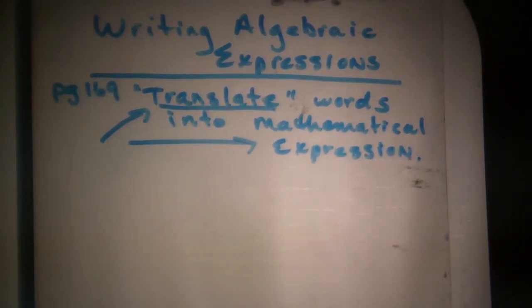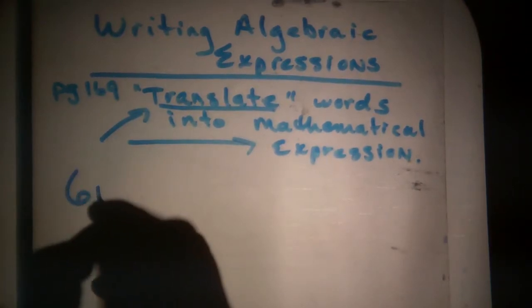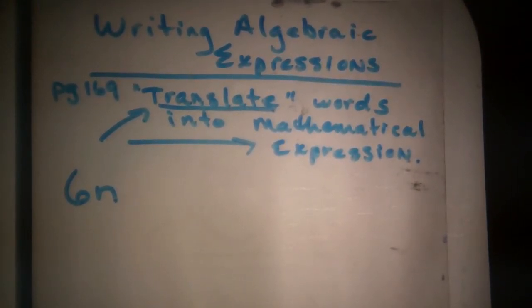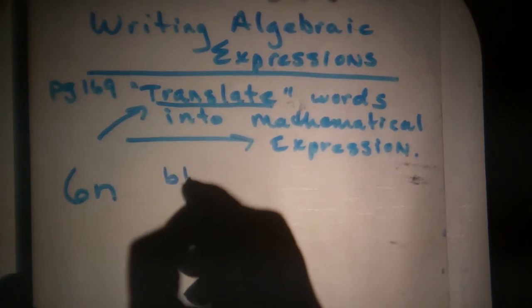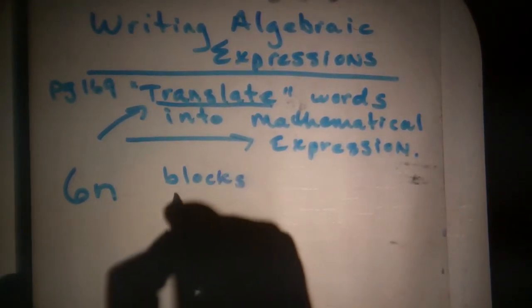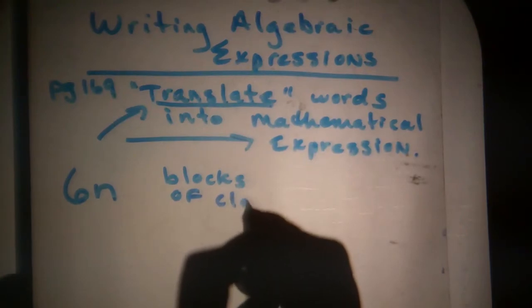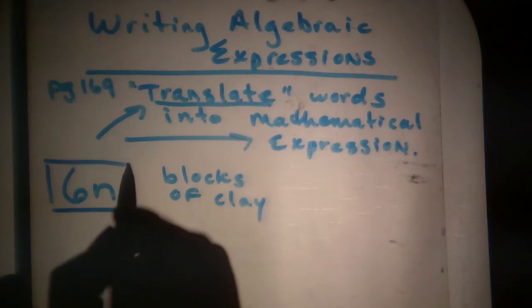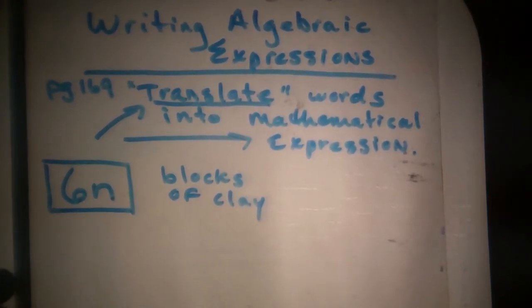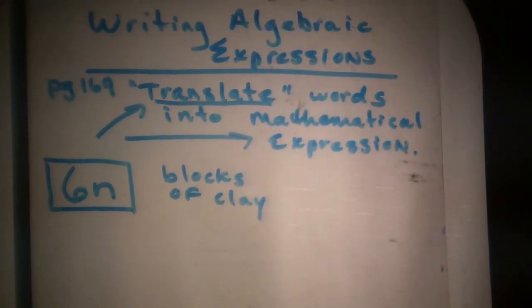The first problem is 6n blocks of clay. That's how it starts out. Now I know that 6n is going to be a relevant thing that I need to know. So I'm going to immediately write down 6n, and I'll put down that 6n represents blocks of clay. I may not need this 6n, but I may need it. It never hurts to write down anything that you think is relevant in a word problem. You could always delete it afterwards.